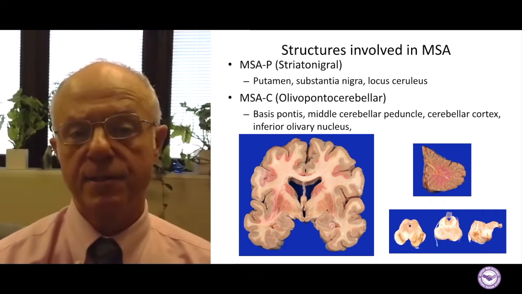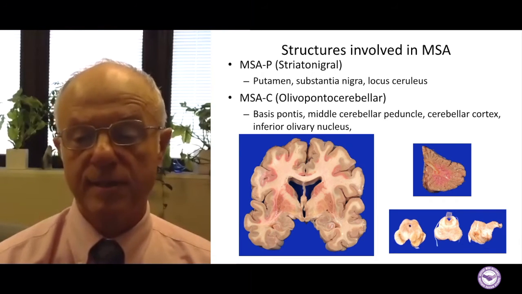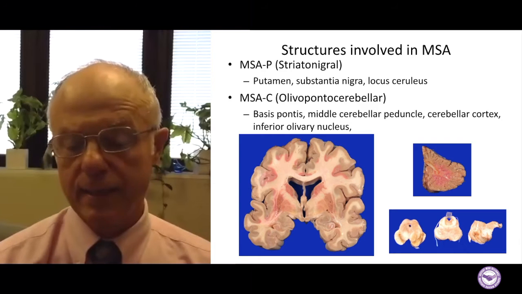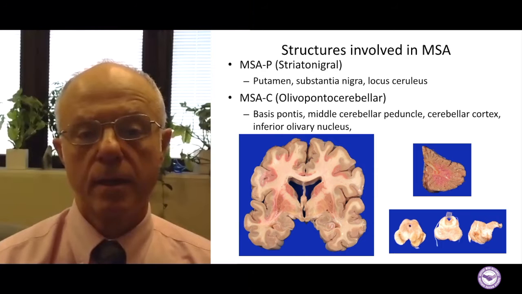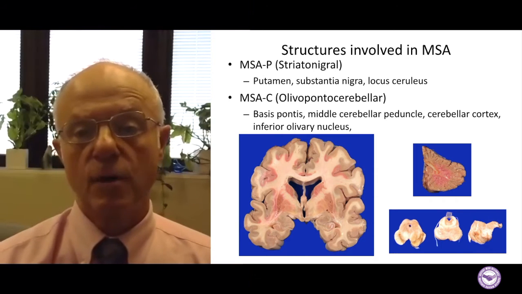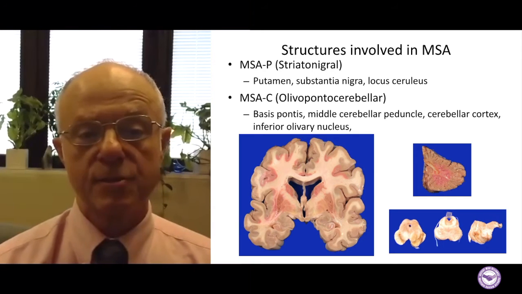The specific feature characteristic of MSA that we look for as pathologists is accumulation of this alpha-synuclein protein in glial and neuronal cells in these affected areas of the brain. To look at the particular structures involved in MSA, after we examine the brain, we look at slices of the brain and then sample it for the particular structures.